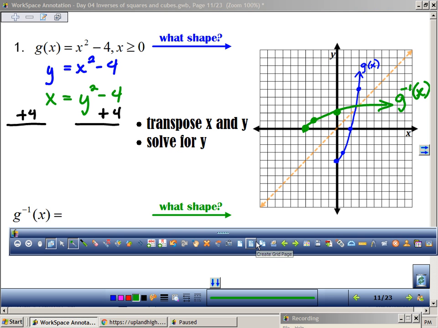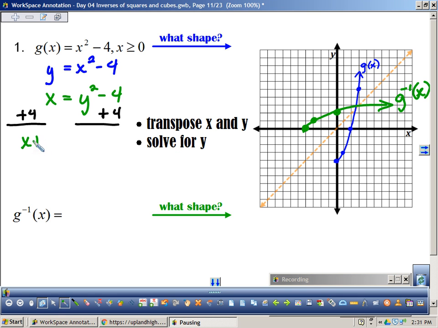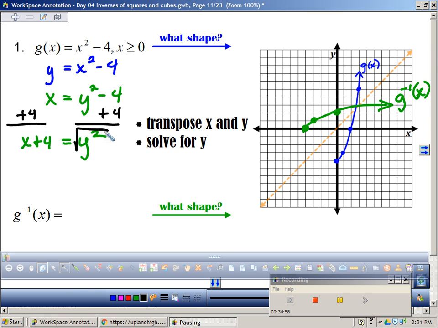And I'm left with x plus 4 equals y squared. Then take the square root of both sides. And I get y equals the square root of x plus 4. And now I'm going to put it back into function notation. The inverse function of g is the square root of x plus 4.